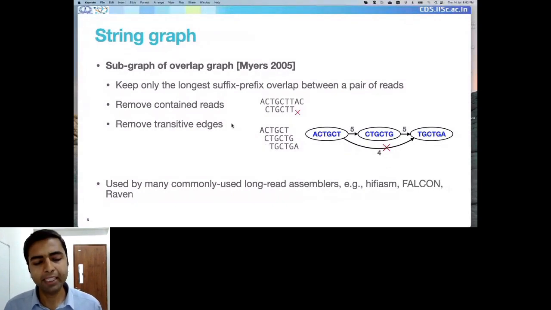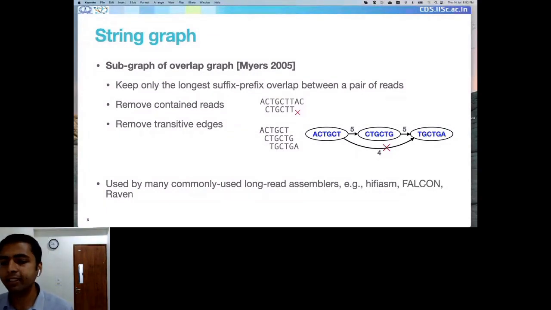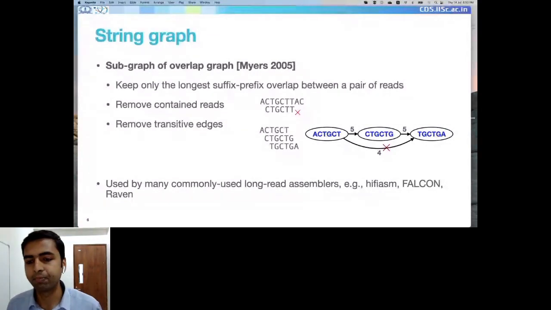And this structure plays a fundamental role in many long-read assemblers. The examples include hifiasm, Falcon, Raven, etc.